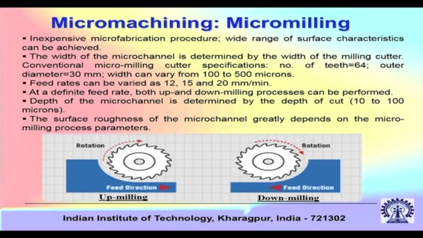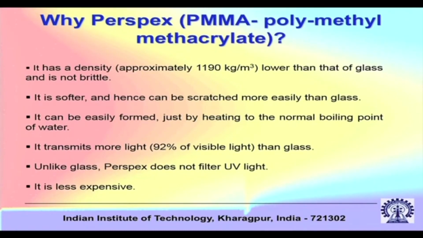Can you say why the feed rate is important? So your surface roughness characteristics is dependent on the feed rate. So feed rate is very important, and both up and down milling processes can be performed. So you can see that this is the rotation of the cutter and this is the feed direction. If they are opposing each other, then that is up milling, and if they are in the same direction, that is called down milling.